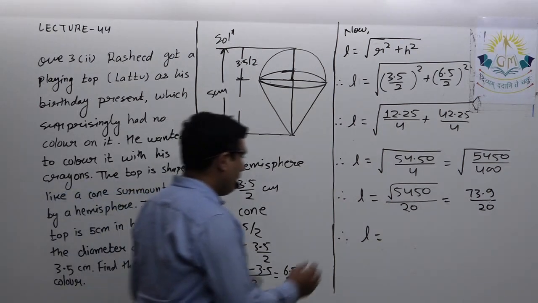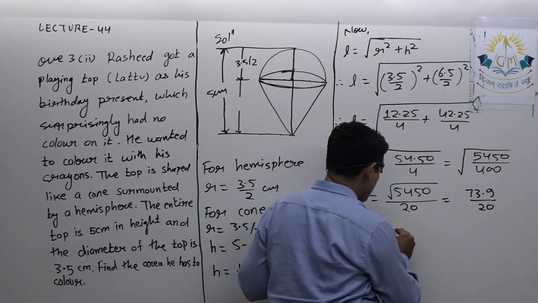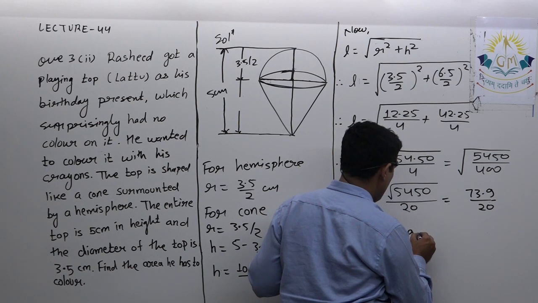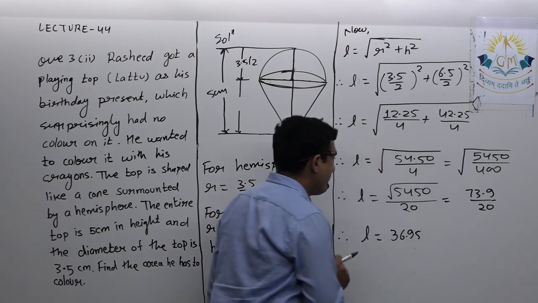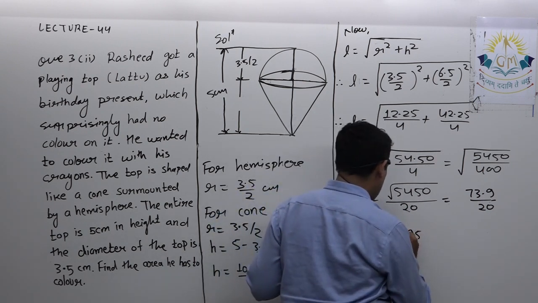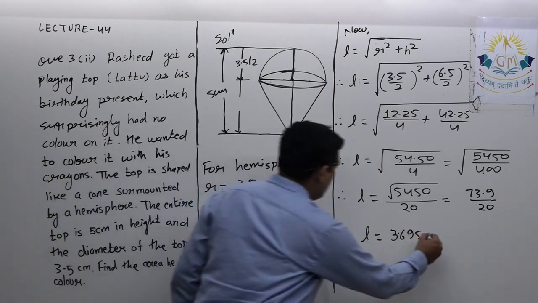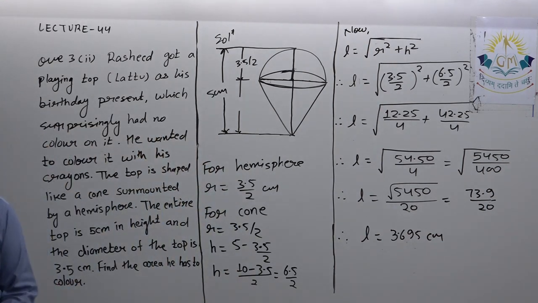Okay, so if you divide it further, you will get 3.695 actually. Okay, so here we got the slant height. So note it down up to this point, then we'll see its remaining solution.